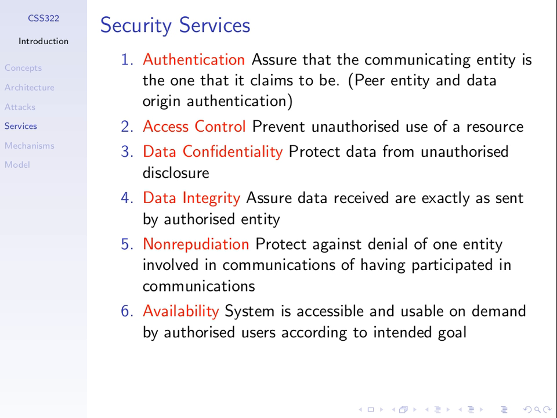That is, the peer entity, the other entity that we're communicating with, is who they claim they are, or that the data that we receive is valid and comes from the correct origin. So making sure that who we're communicating with is who they say they are. It may be identified based on a person or based on a computer or even a piece of software.